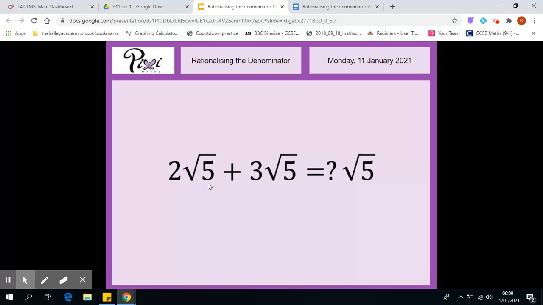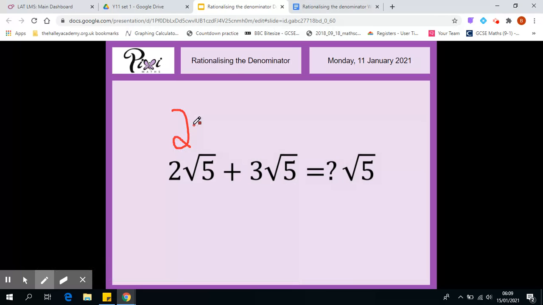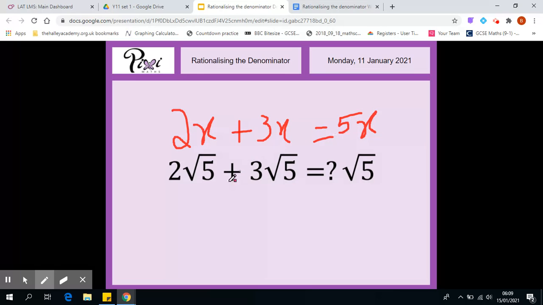What is 2 square root 5 plus 3 square root 5? Compared to normal algebraic simplification, which would be 2 lots of x plus 3 lots of x, which gives you 5 lots of x, in this case, it's 5 square root 5. Some of the students have added square root 5 plus square root 5, giving us square root 10, which is incorrect. So the answer is 5 square root 5.